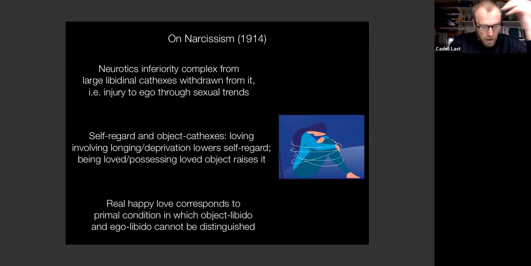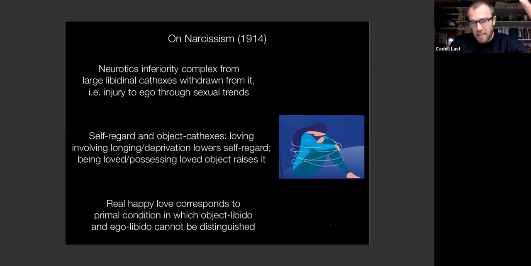So, maybe a cliche or simplistic example here would be, if you take, for example, the incels, that's probably a social phenomenon that's most related to loving in this state of longing or deprivation, and they have no self-regard for themselves. Whereas people who are highly sexually desirable would have a high self-regard because they constantly feel quote unquote loved, or that they can possess the loved object.